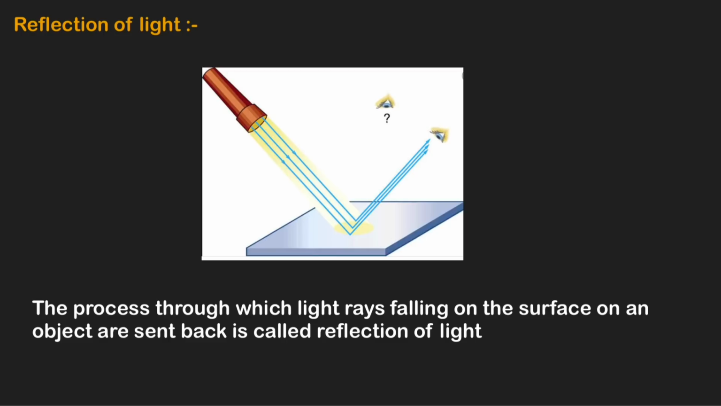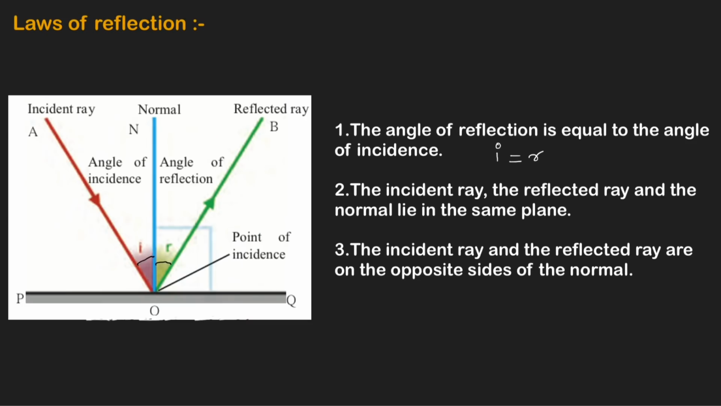Here I show one image. In that image, a torch is giving light in the form of rays. Those rays are incident on a plane or smooth surface and get reflected, and we can see the light coming here. That means the process through which light rays falling on the surface of an object are sent back is called reflection of light. We have also studied the laws related to reflection of light. We call them the laws of reflection.